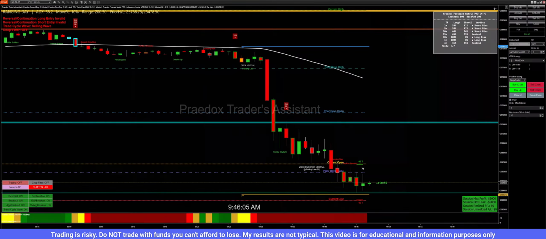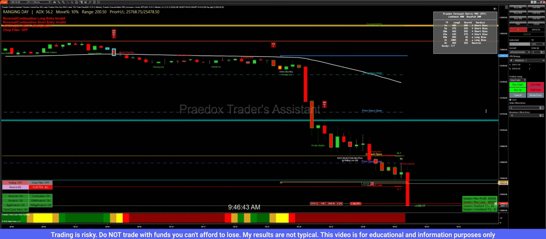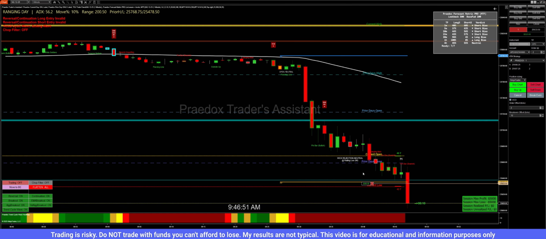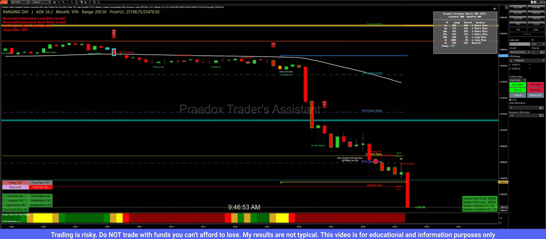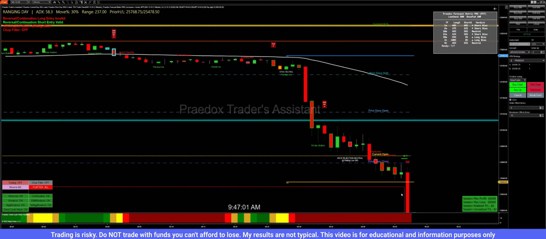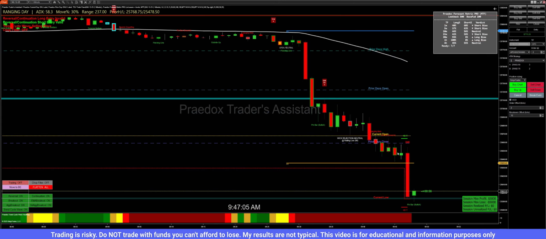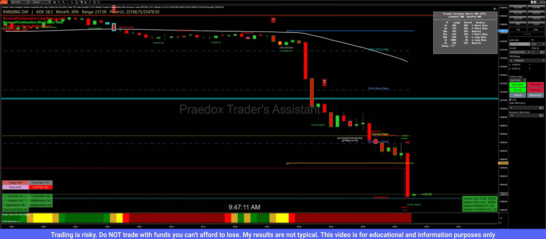Again, I'll pause until we get a setup. Okay, we are in the trade here. We did get a pin bar to the downside. We took the break here. Took the break of this pivot point. And you can see that that was a good profit there.